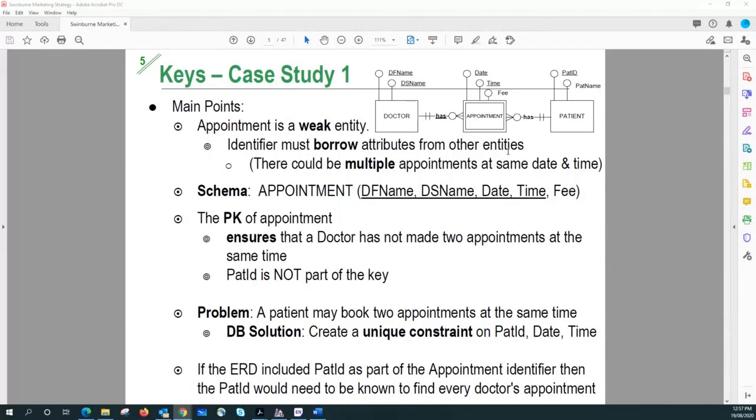So that means we need to move into some other method to overcome that issue, right? One of the methods that we have is to create a unique constraint in the appointment table, right?